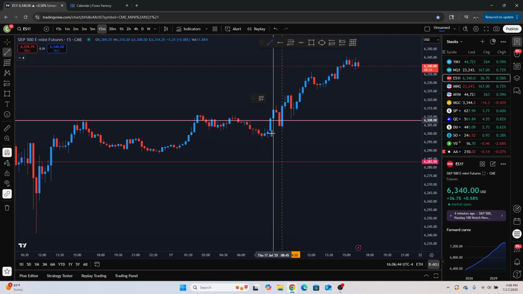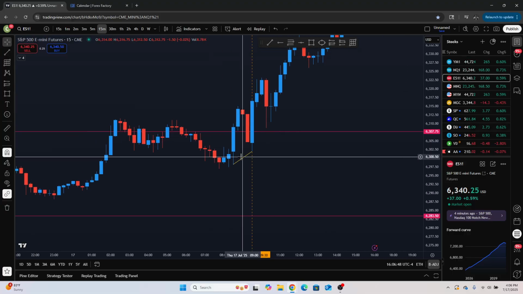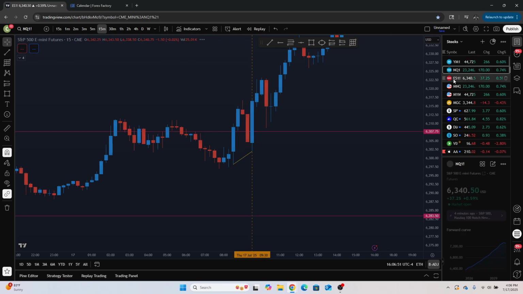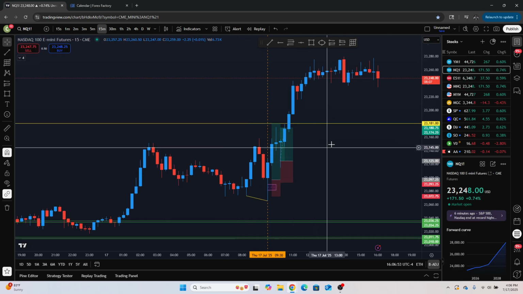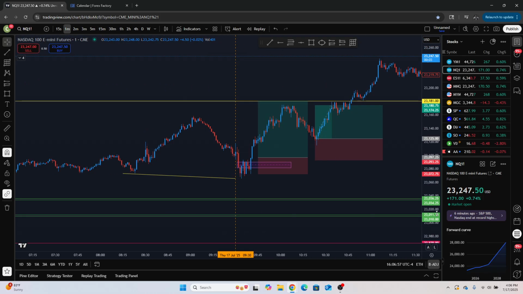And then we look on ES right here, it's making a higher low. So we see the SMT, we see the sweep of liquidity. Let's drop down to the 1 minute so you get a better picture of what's going on.